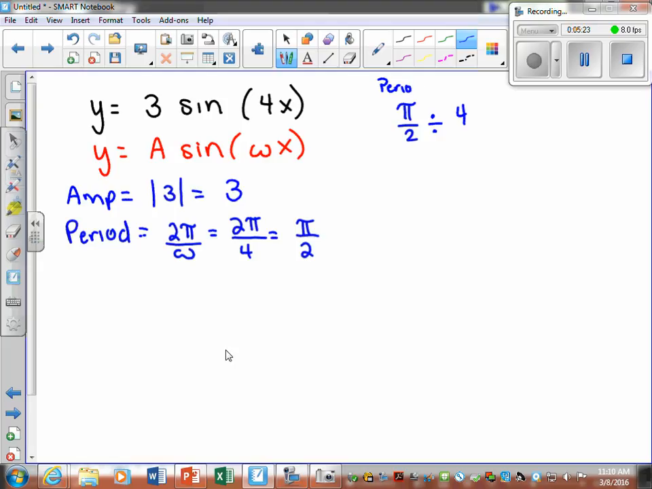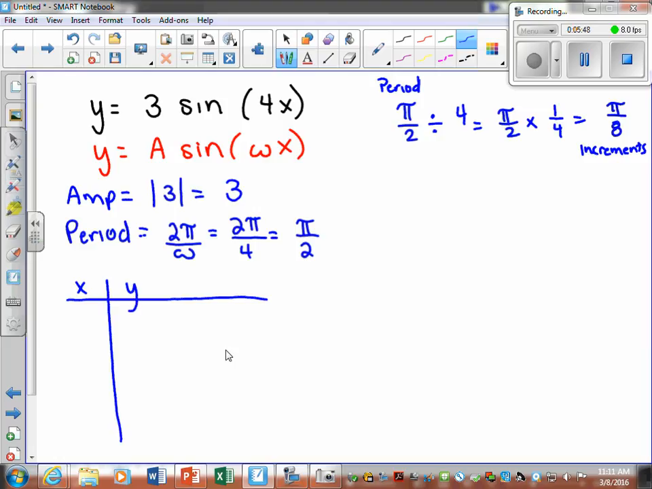I'm going to make a note up here. So I'm going to say my period divided by 4, which if you remember doing fractions, that's pi halves times 1/4, which would just be pi eighths. So my increments, I'm just going to space out at pi eighths. So I would do x, y. I would start at 0. That's our first one. I would add pi eighths. Go over pi eighths because I want even increments. And then I would do pi eighths again. But where was my last place?